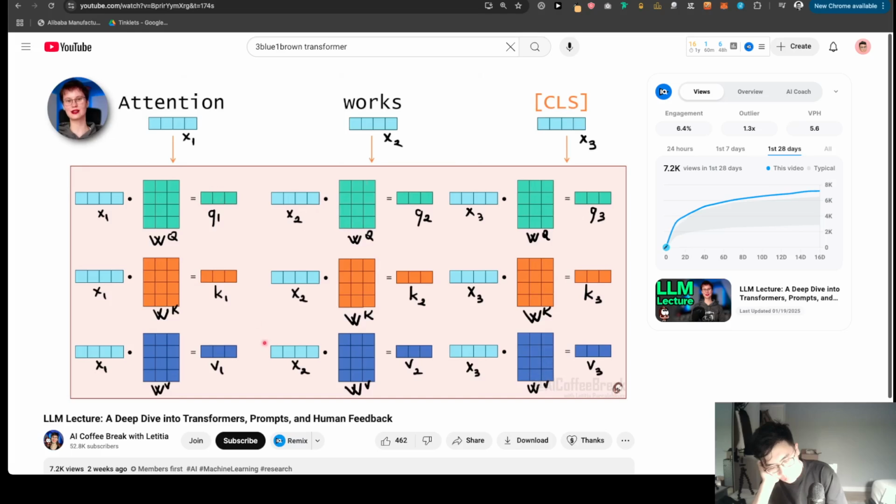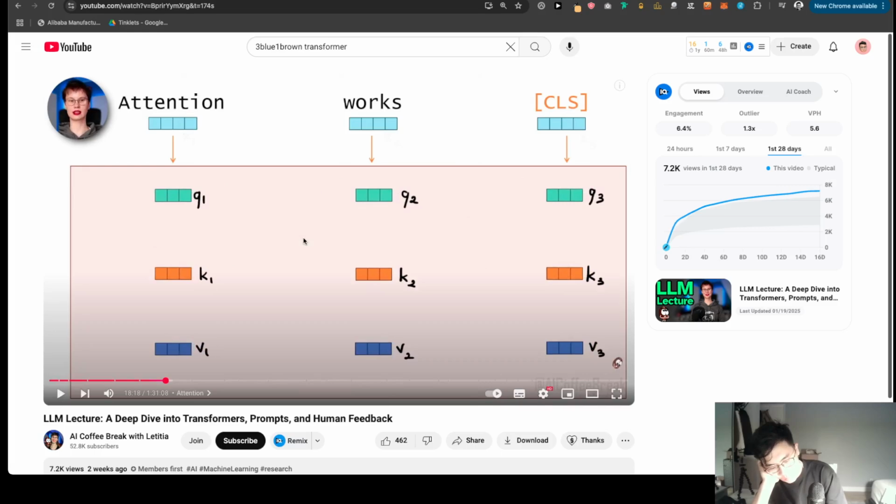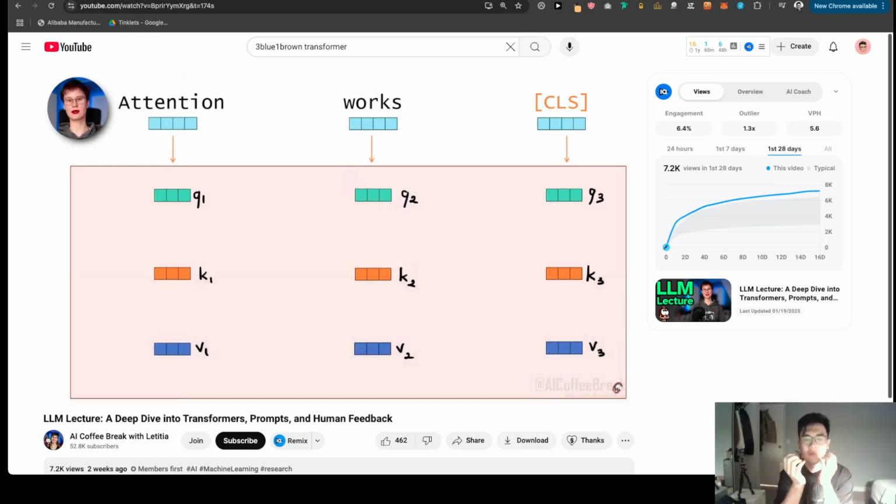But in any case, after we do the multiplication, we will get the query, key, and value matrices for each of these input tokens. And after we have generated the keys, queries, and values, we can forget a little bit about the matrices that have been producing them and see what we will further do with these queries, keys, and values.